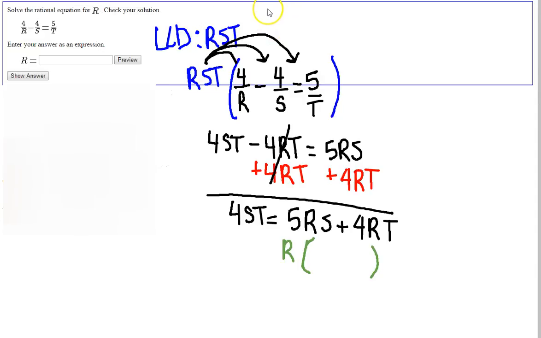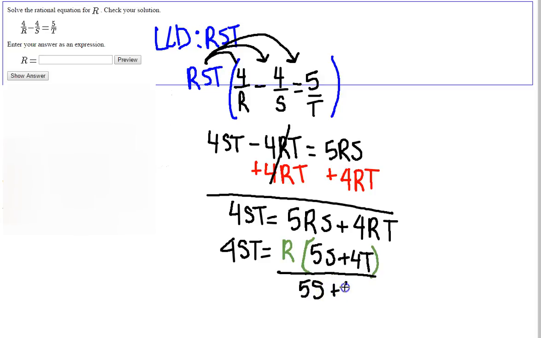When we factor that out, on the inside of the parentheses, we're going to have 5S plus 4T. Now we want to divide both sides by what's in the parentheses, and that's going to give us the isolated R, which is what we want because we want to solve for R, which means we want to get it by itself. So the answer to this equation, the solution, is 4ST over 5S plus 4T. And we can't reduce this further because this is 1, 2, 3 terms. They don't have common factors to cancel out. So that's our answer. Now let's look at how we put it into IMathAS.